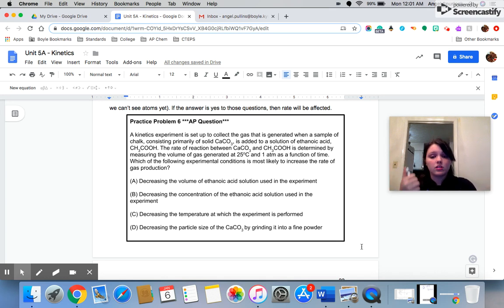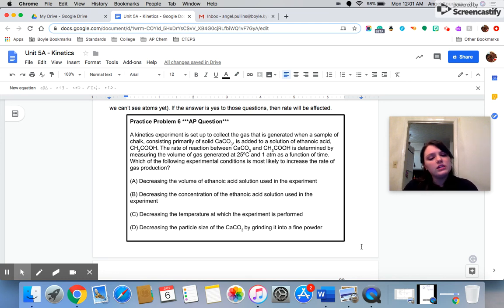A is just saying somebody's going to come in there and scoop out some ethanoic acid and throw it away. Well, if you're scooping out some ethanoic acid, you're taking moles of ethanoic acid with you. You're taking particles of ethanoic acid with you. Well, not necessarily a decrease in concentration, but you're going to decrease your number of particles, which is going to decrease your number of collisions, which is going to reduce your reaction rate. We definitely don't want to go with A. B, decreasing the concentration. Well, that's exactly the same thing as what we just said. If we decrease concentration, we decrease the number of collisions, we decrease reaction rate. No, not going with B.